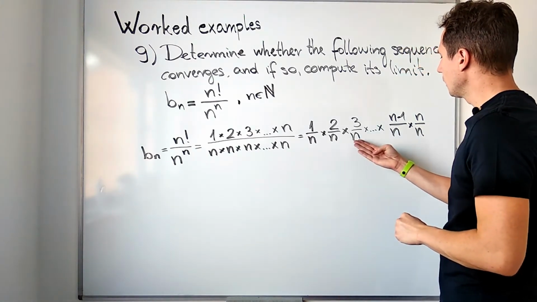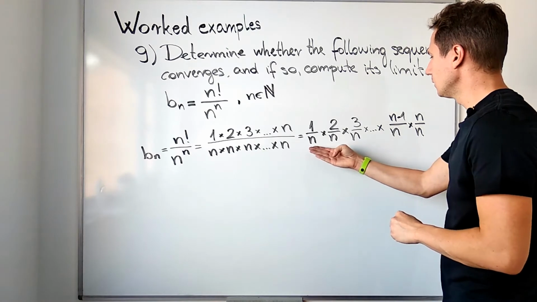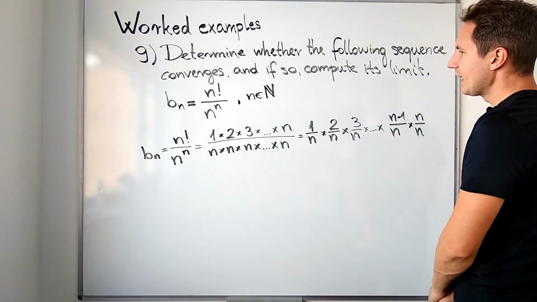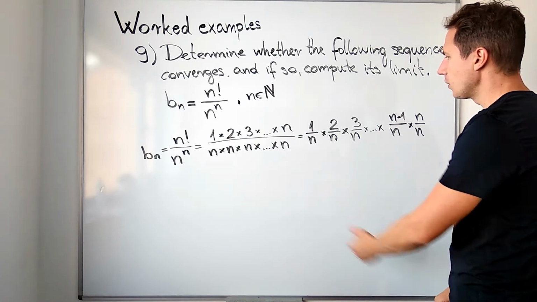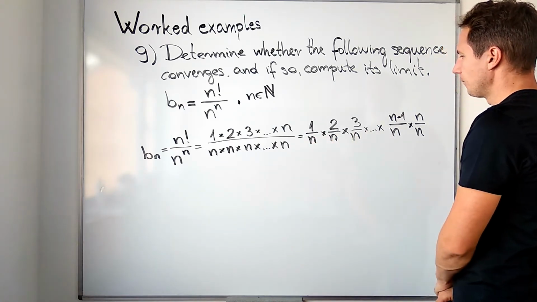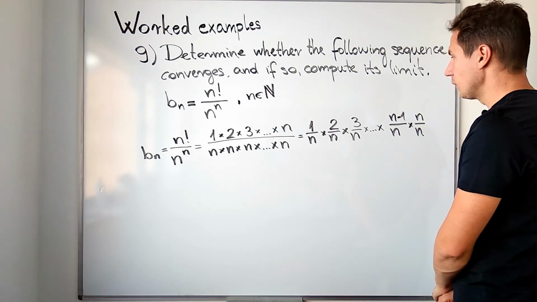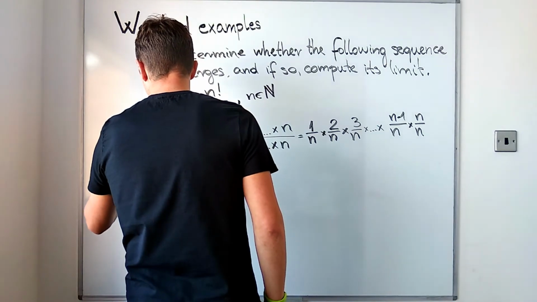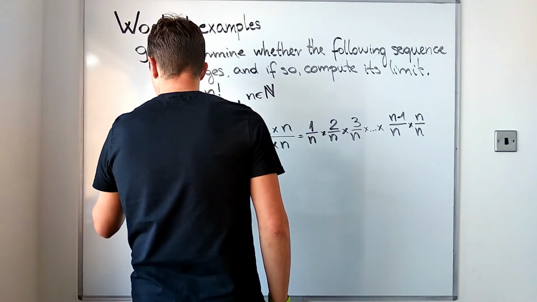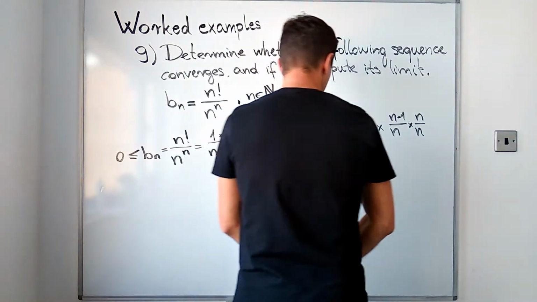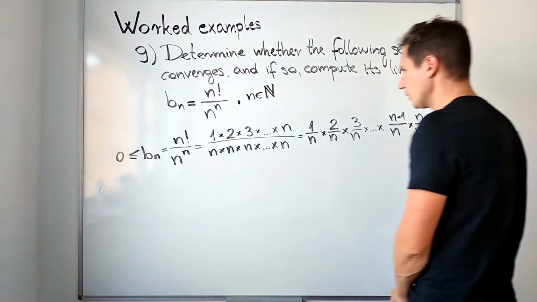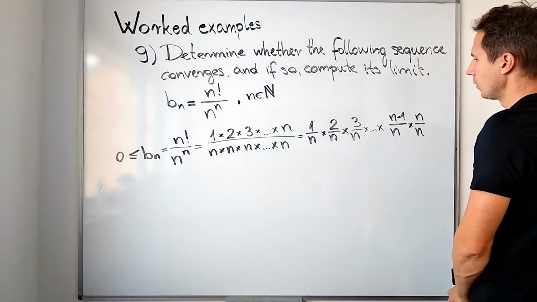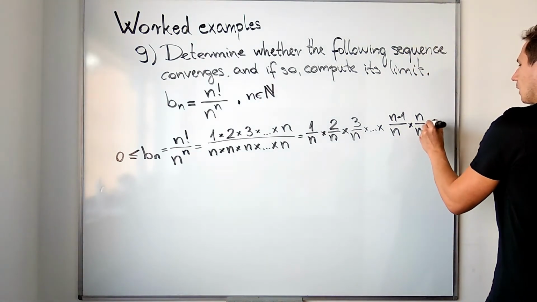A good reason to write this ratio as this product is that we can notice, first of all, each of these factors is positive. They are all positive numbers. So it is for sure that Bn is greater than or equal to 0 for all n. It's actually strictly greater than 0 for all n. But we also can make the following upper bound.